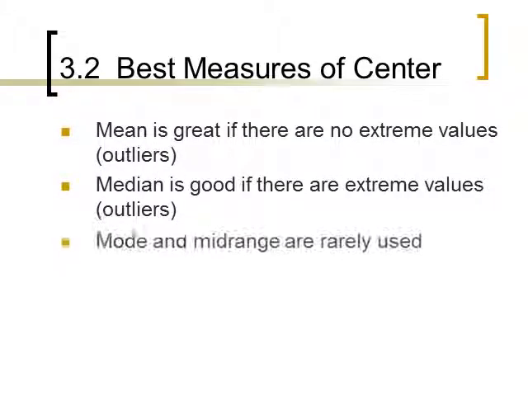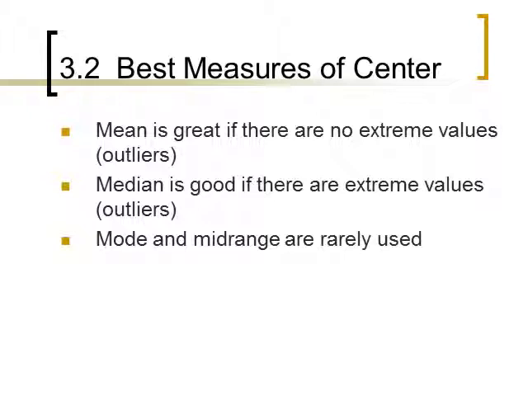So why do we have different measures of center? Well, it's because they do different things. The mean is a really good approximation if there are no extreme values or outliers in the data. So if all of our numbers are increasing in a normal distribution, then the mean is what we want to use when we are talking about the average.